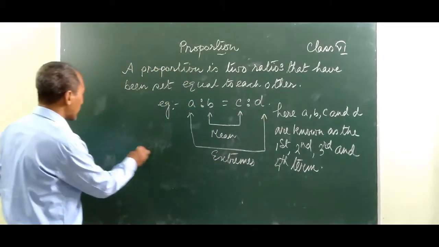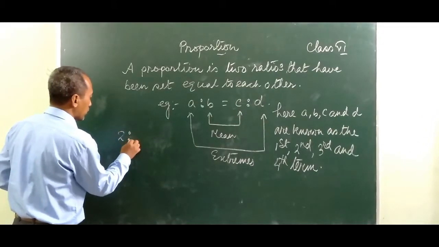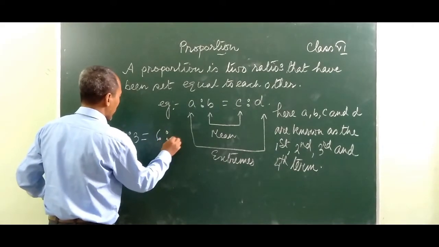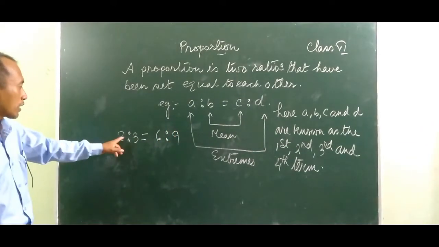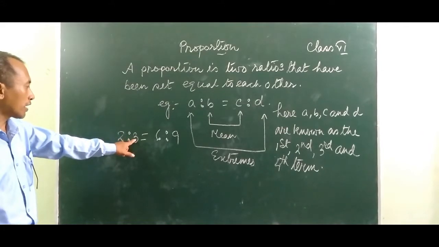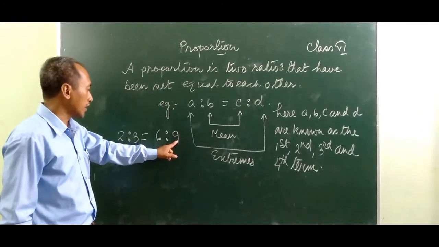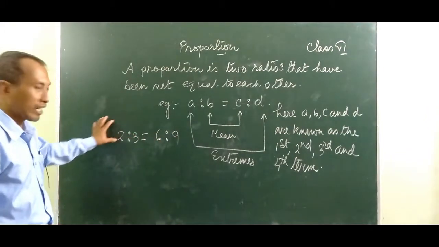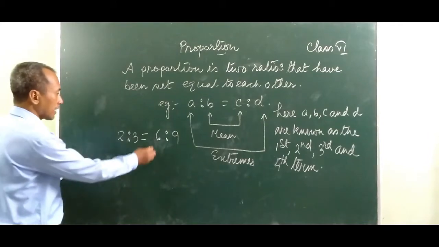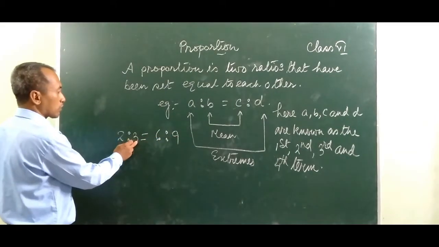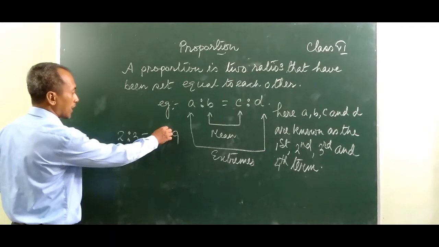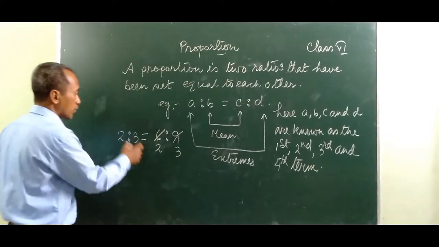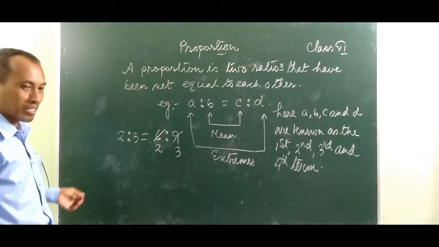So, I give you another example here. 2 is to 3, if it equals 6 is to 9. You see here, two ratios, 2 is to 3 is one ratio and 6 and 9 are another ratio. If 2 is to 3 equals 6 is to 9, then they are in proportion. Here I can say that 6 is to 9 is equal to 2 is to 3. How can it be? Because we can reduce 6 by 3: 3 2s are 6, 3 3s are 9. So these kinds of ratios are called proportion.